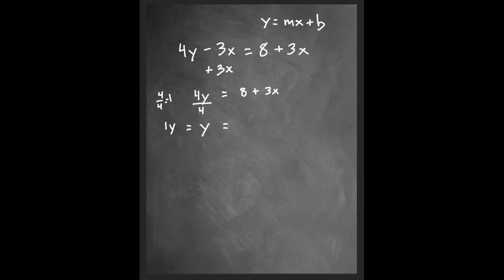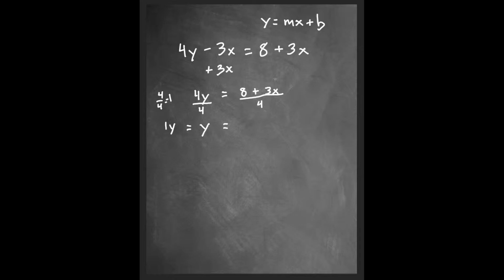But remember, we divided this entire side by 4. So we have to divide this entire side by 4 in order to keep everything equal, everything balanced. It's like a balance. If you add something to one side, you have to add it to the other. If you take off something from one side, you have to take it off of the other. Just like a scale, an old-time scale.